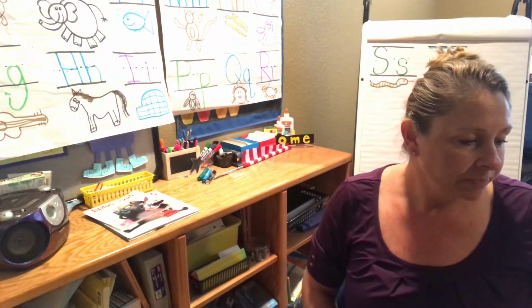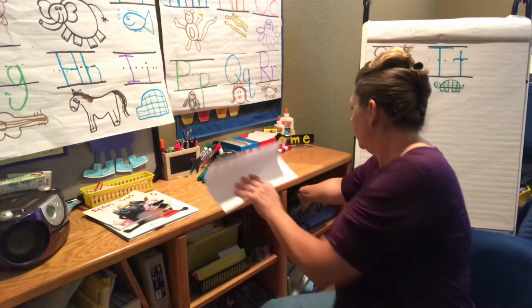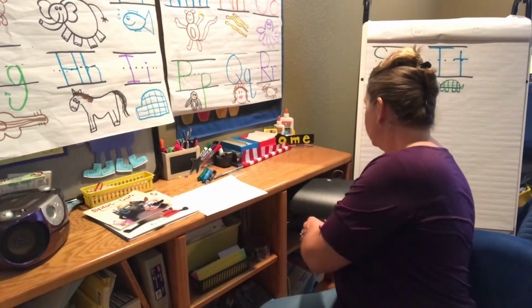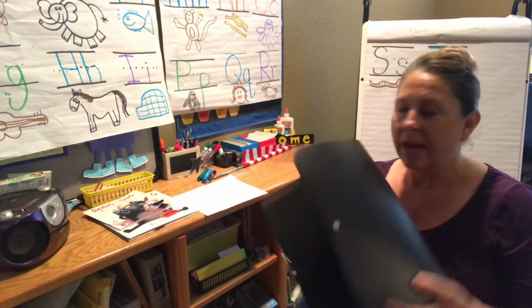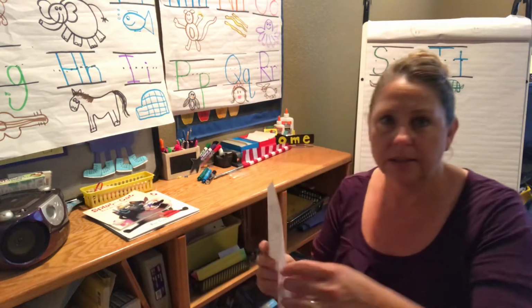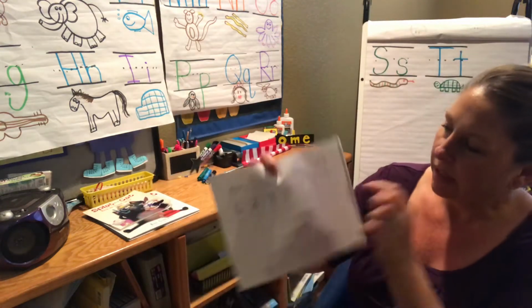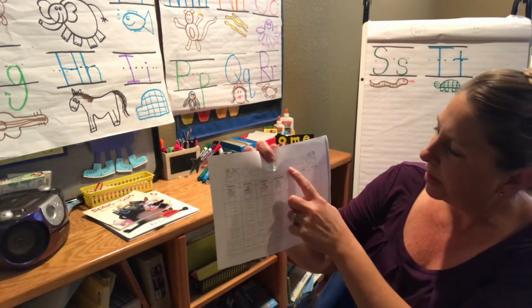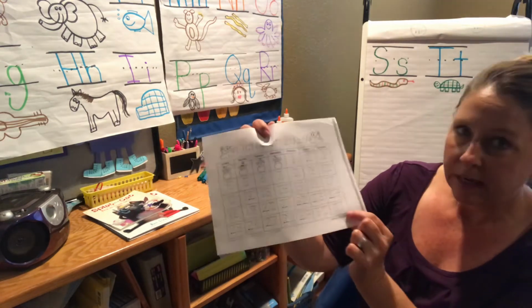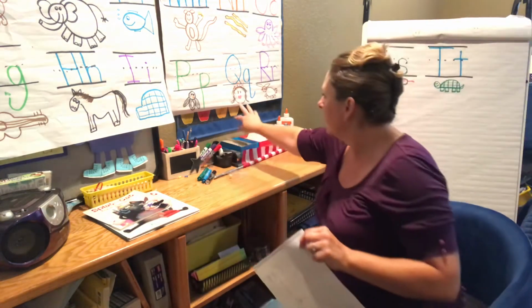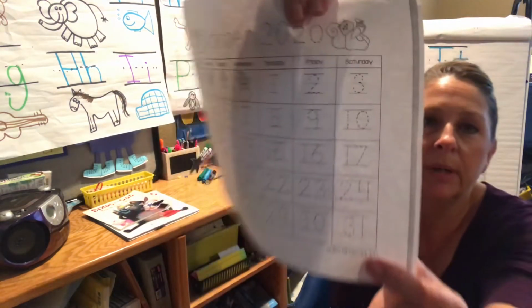For math today, I'm going to have you get into your Kinder file box. And your Kinder file box looks like this. You'll open up to the math section, and in the math section, you will find our brand new October calendar. I'm going to have you trace October and trace 2020 and then trace your numbers. Now, September, if you remember, stops on number 30, but October is a longer month.